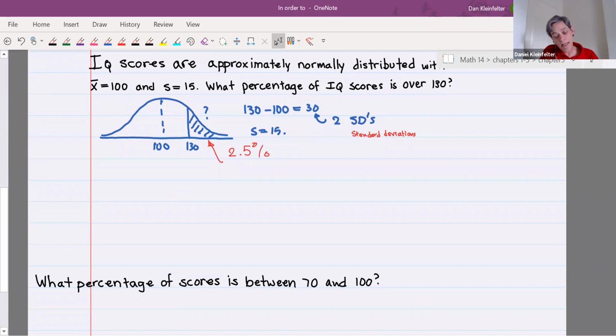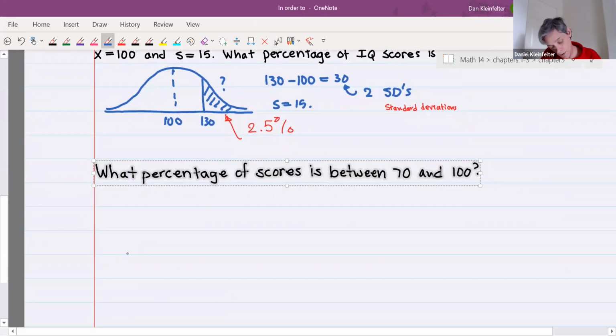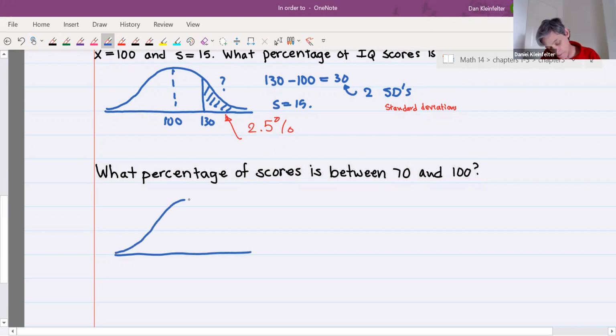Okay, so now let's say that we'd like to know what percentage of scores lies between 70 and 100. So let's try that. Once again, let me draw a little picture of this. It's a good practice to draw the picture. It helps you understand, in my opinion. And also, when we have more complicated situations later on, we'll rely on the picture more. Let's just leave it at that for right now. So it's good to get in the habit of making the picture.